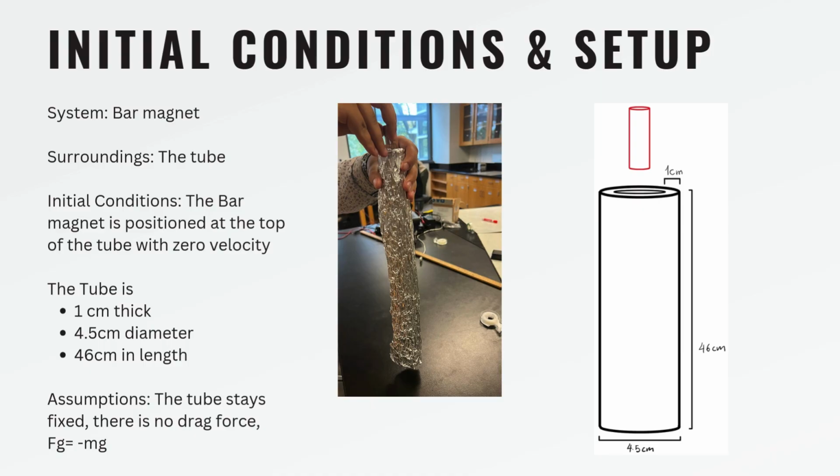For the initial conditions, I found that the system was the bar magnet and the surroundings was the aluminum tube. The bar magnet is positioned at the top of the tube with zero velocity, and the tube is 1 centimeter thick with a 4.5 centimeter diameter and 46 centimeter length. For this experiment, I assume that the tube stays fixed, that there's no drag force, and that the gravitational force is negative mass times the gravitational constant.